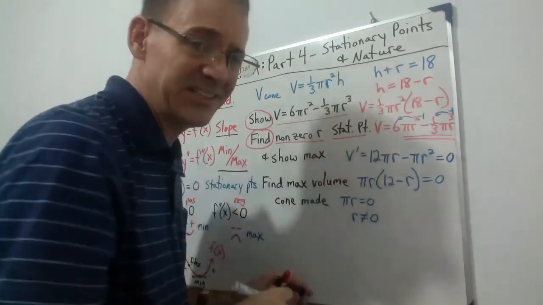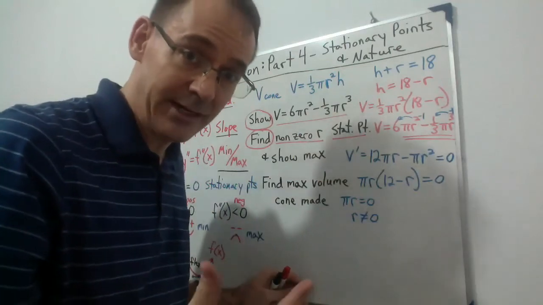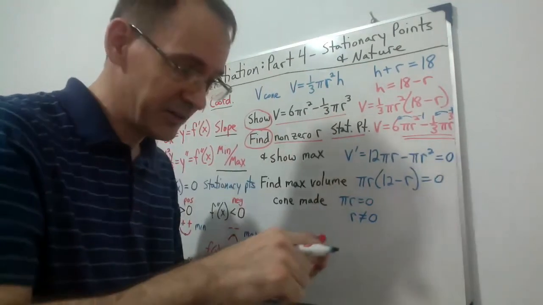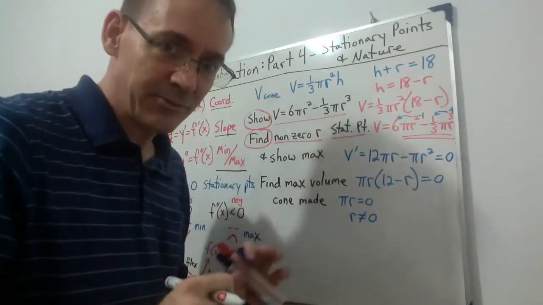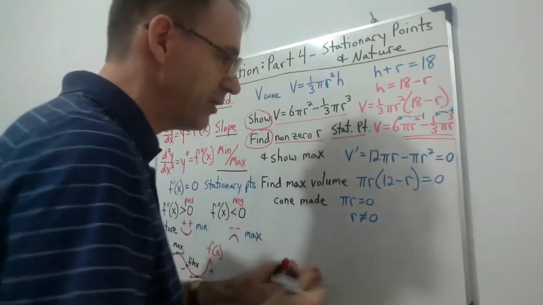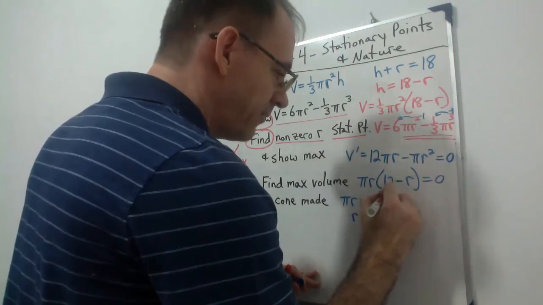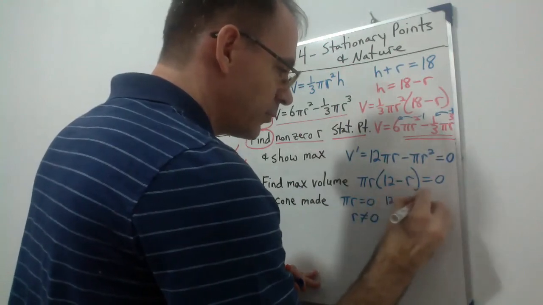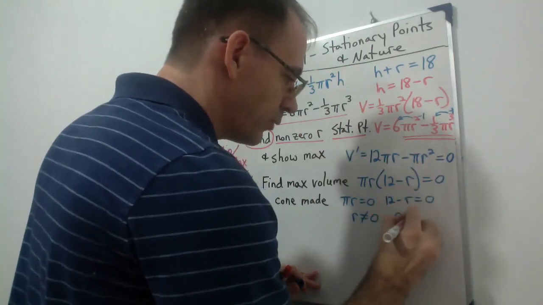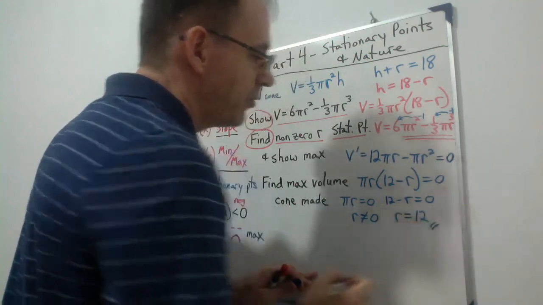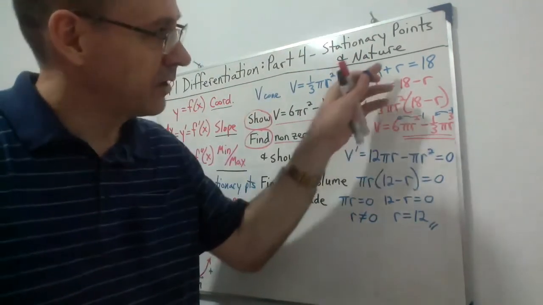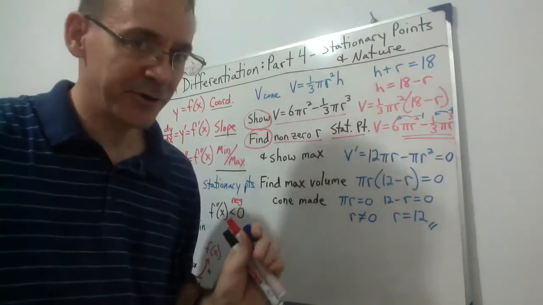Doesn't really make sense to have a 0 radius anyway, right? If you have a cone with a 0 radius, your cone is all height. Not very practical for a cone. So here we have 12 minus r equals 0, or r equals 12. Notice 12 can be a lot of different numbers.